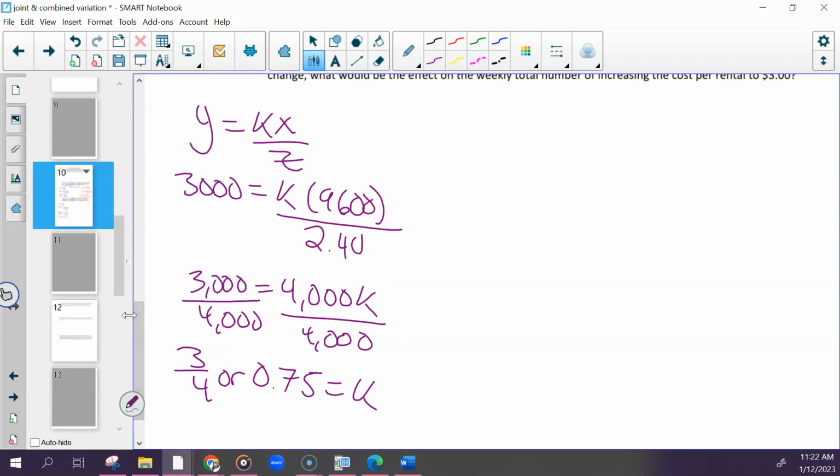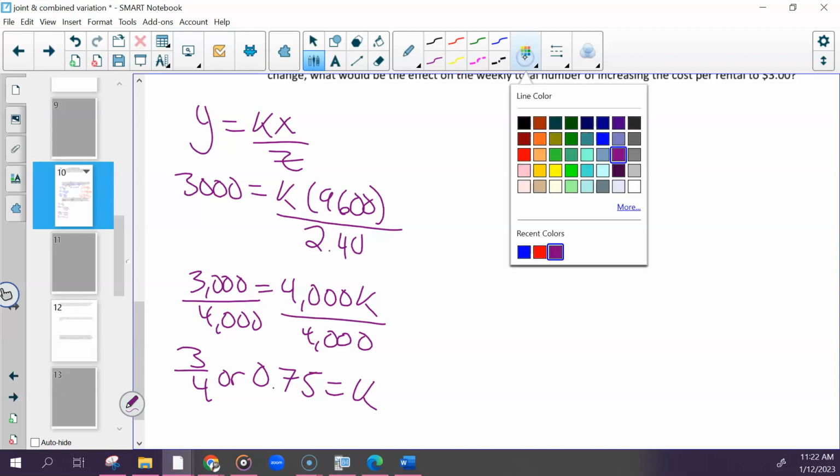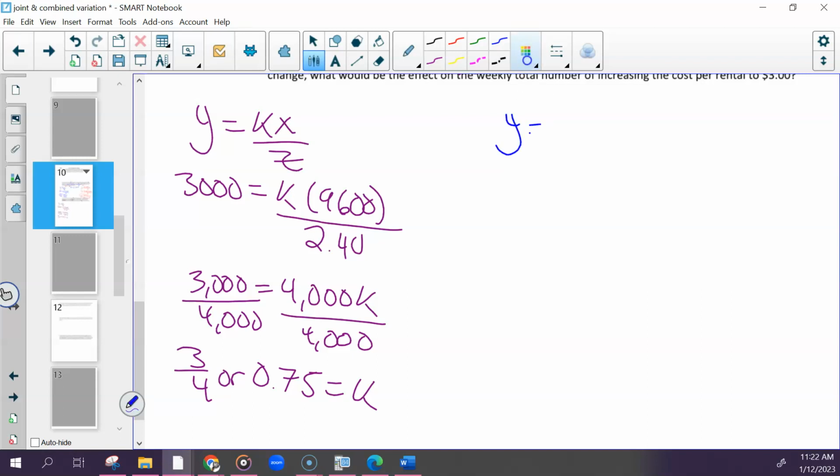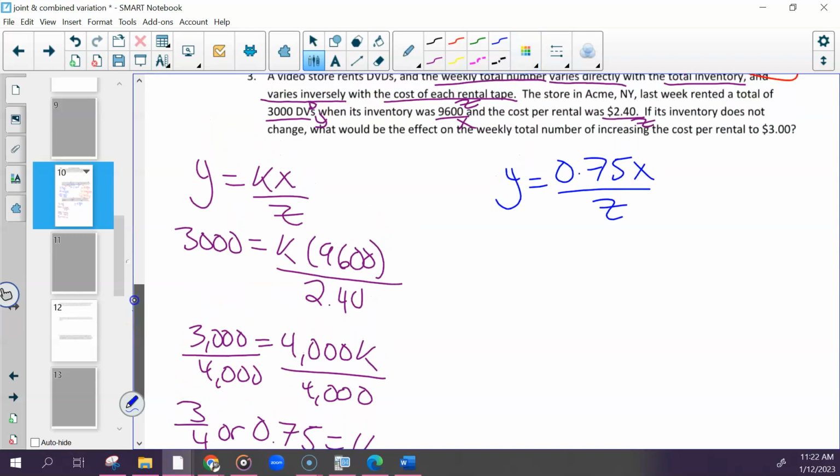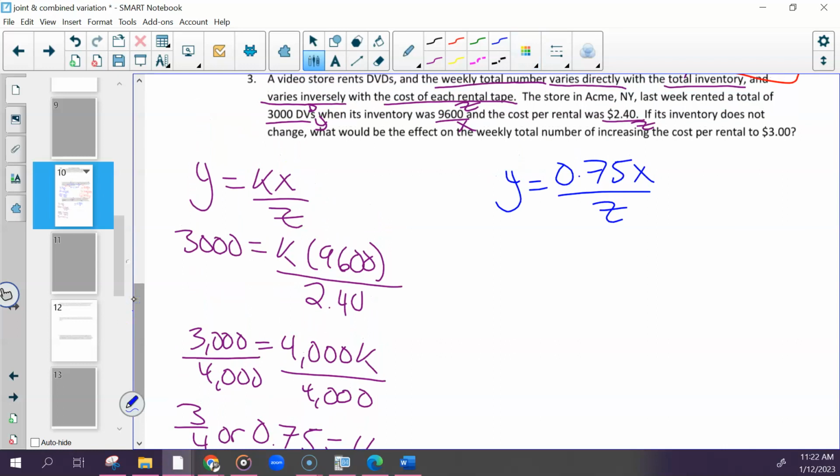Then take that k value, put into your original equation. y equals 0.75x all over z. Then it says if the inventory does not change, so that means whatever it was before is going to be the exact same. So inventory 9,600.